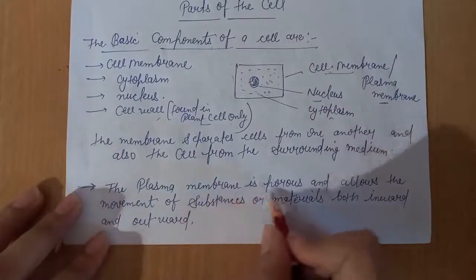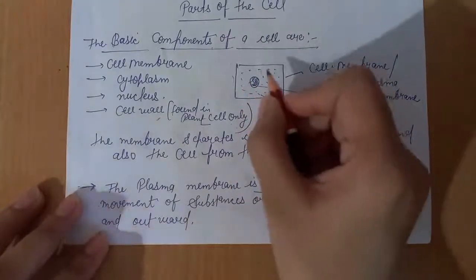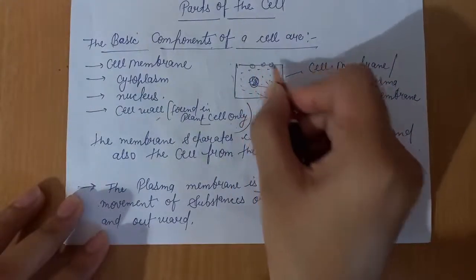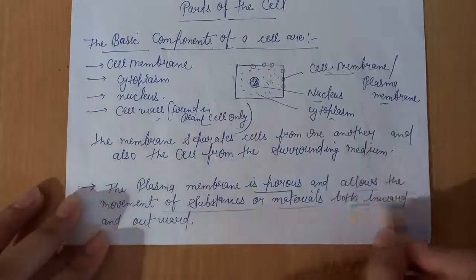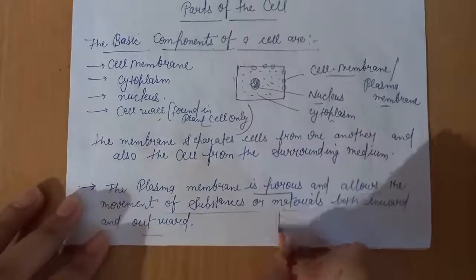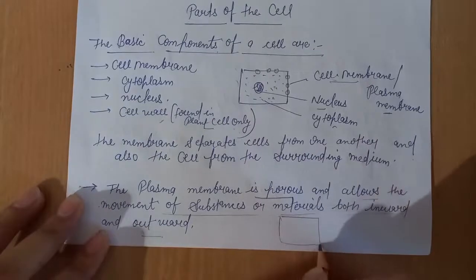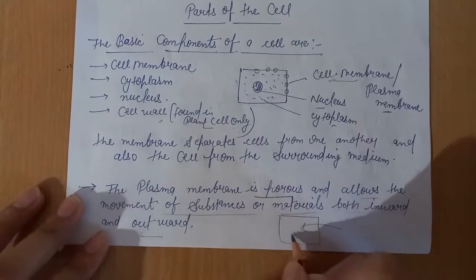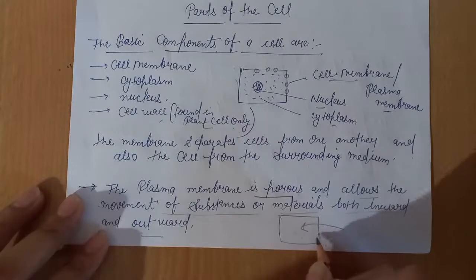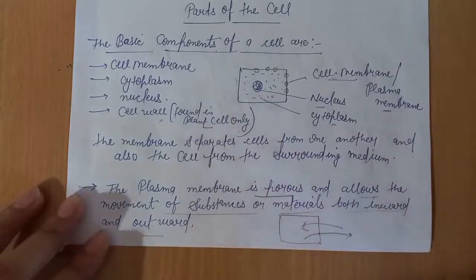Next, the plasma membrane is porous. The membrane that we see here is porous and allows the movement of substances or materials both inwards and outwards. If there is a requirement for a substance to go inside, then this membrane allows the substance to come inside, and if it is necessary for any material to go outside, then this membrane allows that material to go outside, because this is a porous membrane.